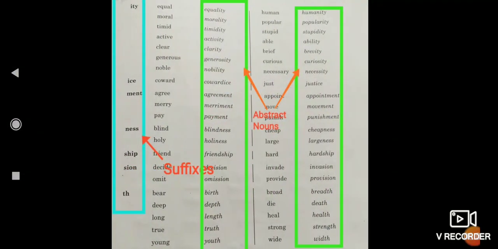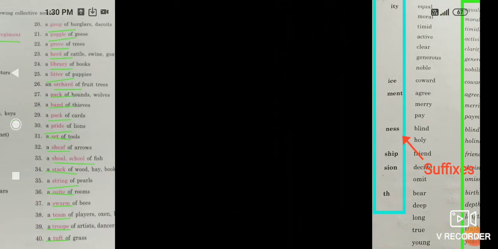Next, here is a group of suffixes, and these are abstract nouns which are formed by using those suffixes, like ity, ice, ment, ness, ship, sion, th. These are suffixes which will be added to the root word after the word. Suffix means which will be added after the word and that's how we will get abstract nouns. Like equality is an abstract noun. It is formed by the root word equal and here ity is our suffix. This is how, by practice, we will be able to form abstract nouns by adding the suffixes to the root word.